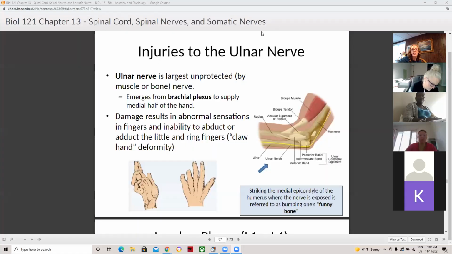Would that be the nerve like when you hit what we call your funny bone? Yes, that's why I was saying if you smash it, it tingles. Gotcha. So damage to your largest exposed nerve can result in abnormal sensations in the fingers and inability to abduct or adduct your little and ring fingers.